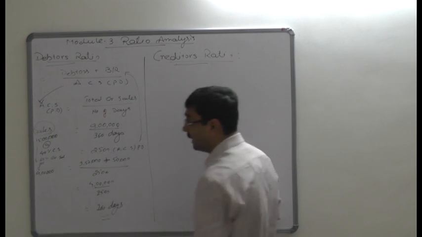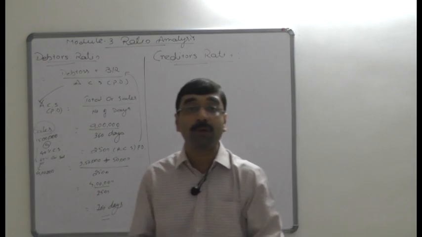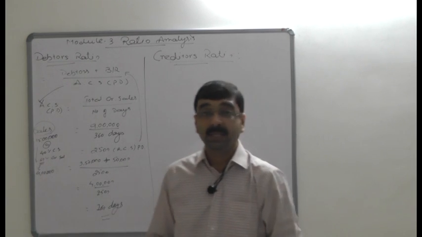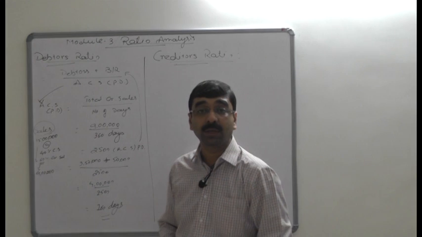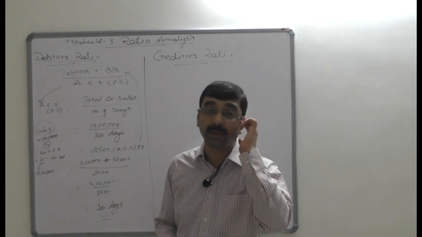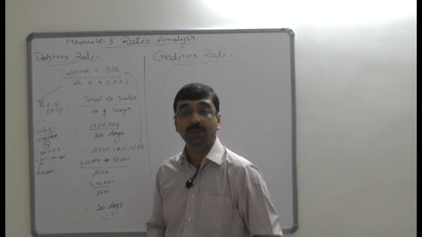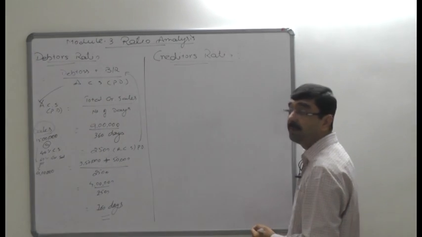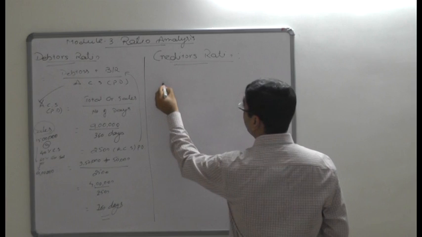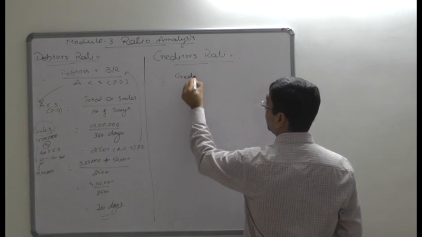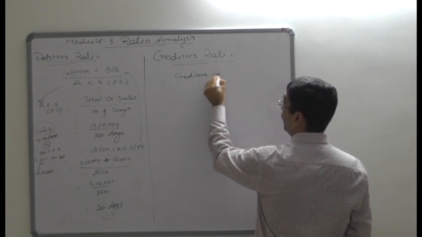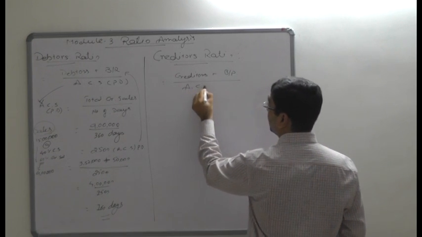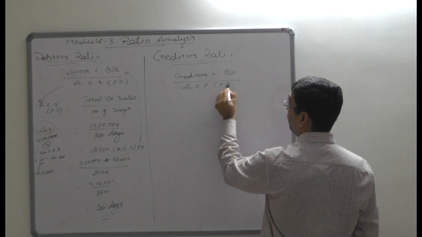So 160 days is the credit period offered by a company to their debtors. That means whenever the company made sales on a credit basis, they offered 160 days to their debtors. Now we will check how much credit period they received from the creditors. The formula for that is creditors plus bills payable divided by average credit purchase per day.